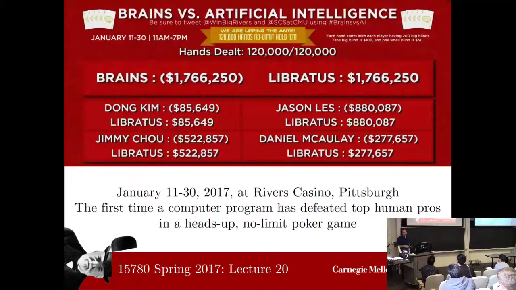They were looking for statistical significance, looking at all of the players together. But actually I talked with Noam, the grad student who worked on this, and even if you removed Jason Les, who was the worst player, he was also the worst player in the previous tournament, where the computer lost. Even if you remove him, Libratus would still win by a statistically significant margin. So this was a very, very decisive victory.